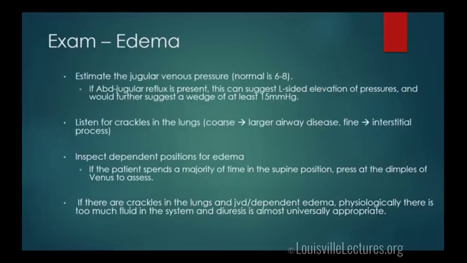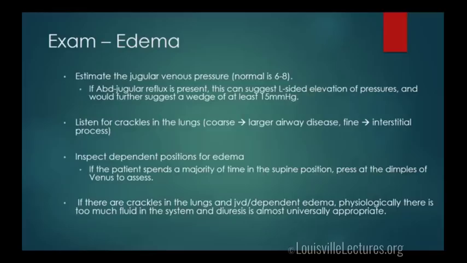So the exam for edema, estimate the jugular venous pressure. The normal is 6 to 8. And one of the things as I was going through preparing this, if the abdominal jugular reflux is present, then that is a sign that the wedge pressure is at least 15. Okay, and there was like an 86% concordance on that.